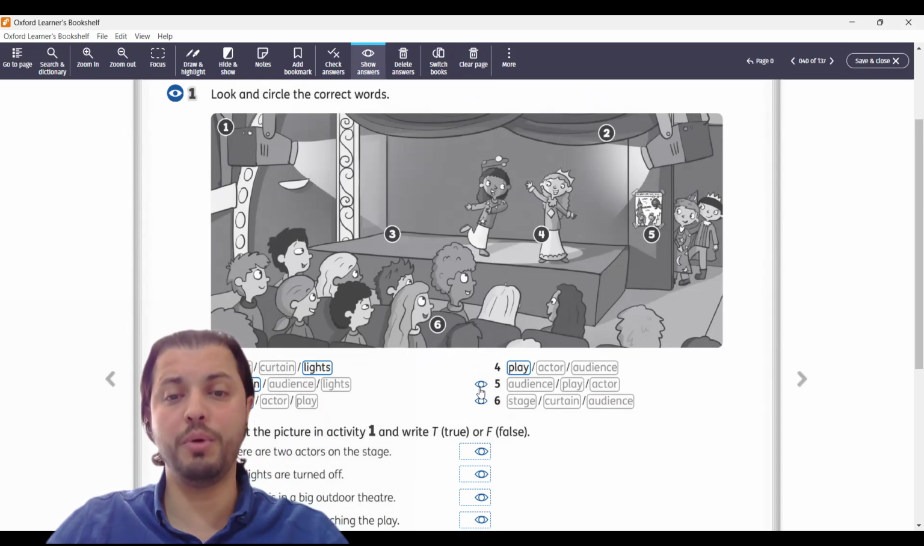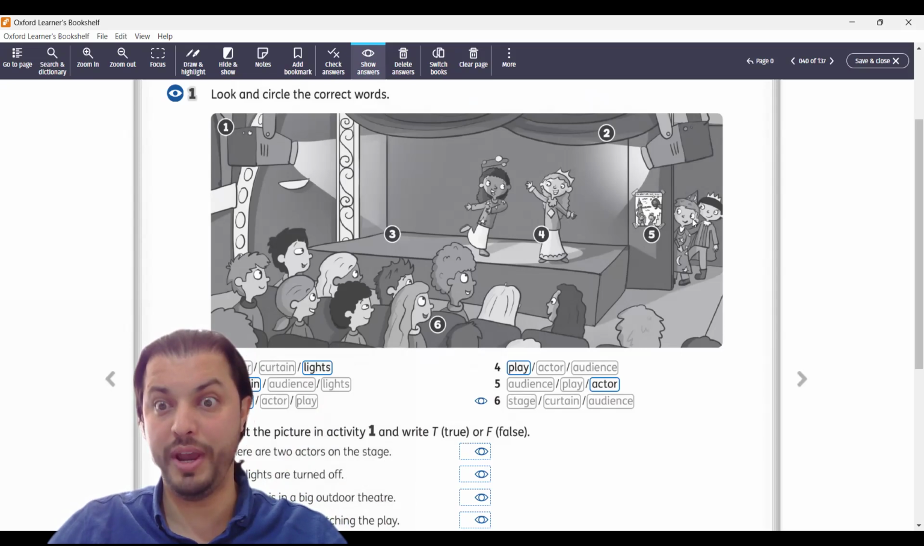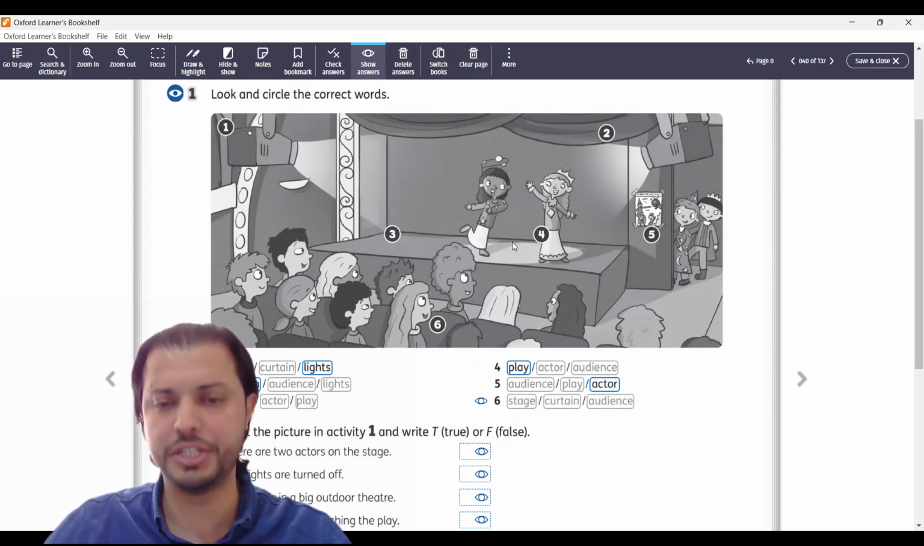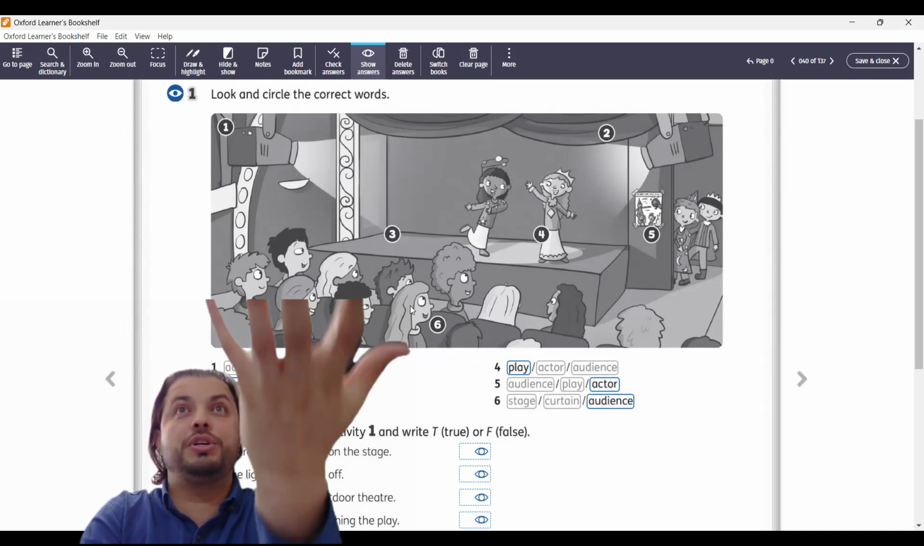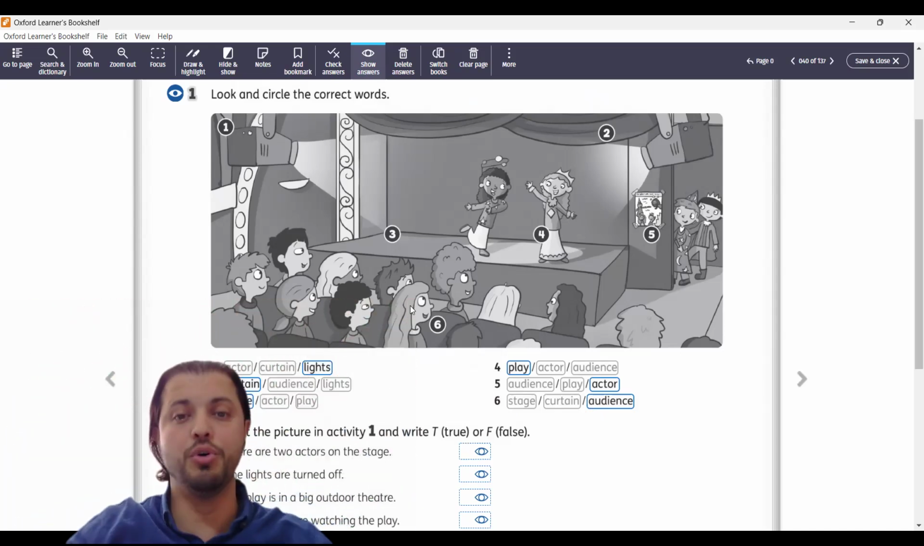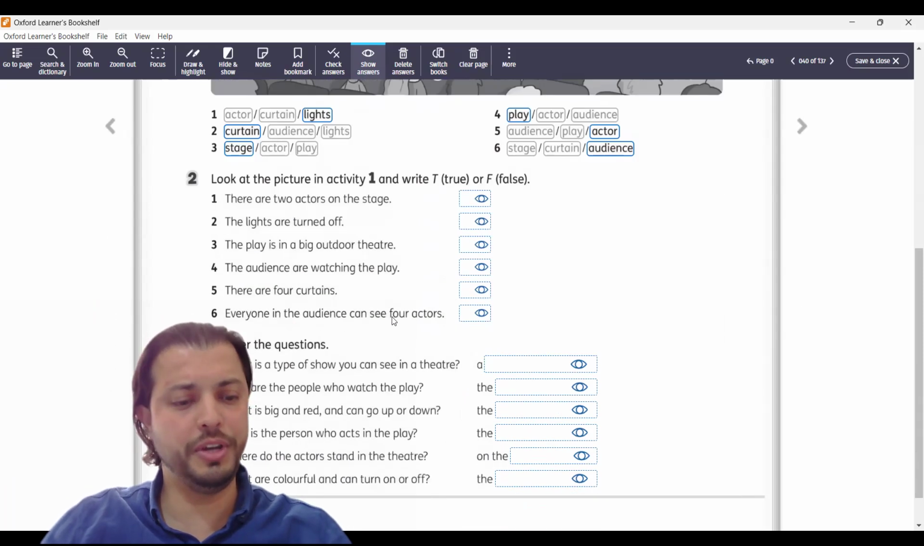Next, five, and what we have, guys, we have the actors. As you see here, they are waiting to go to the stage. And number six, as you see, guys, it's the audience, the people who go and watch for 1 hour or something, watching the actors on the stage. Cool. That's great. So let's go to the next part.